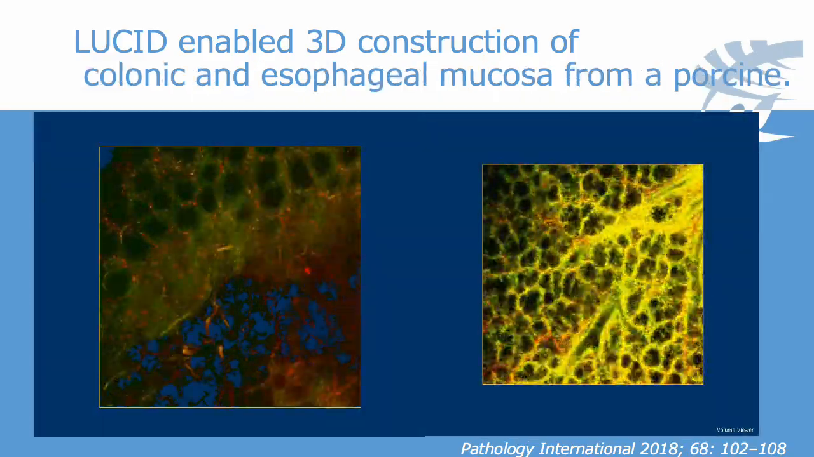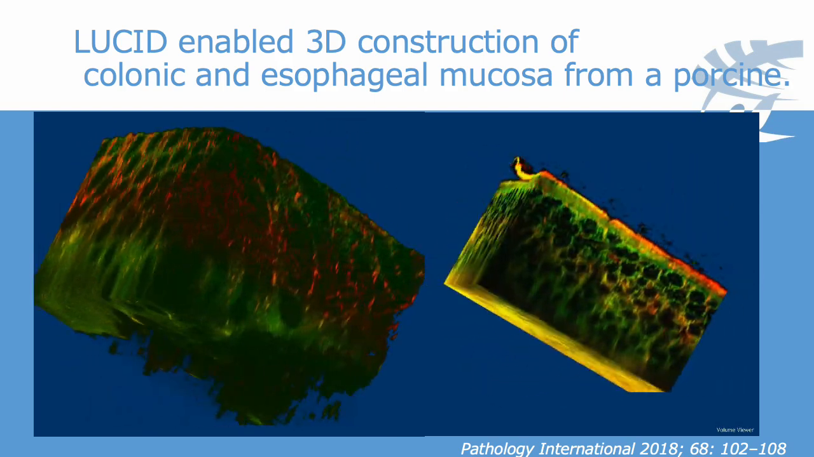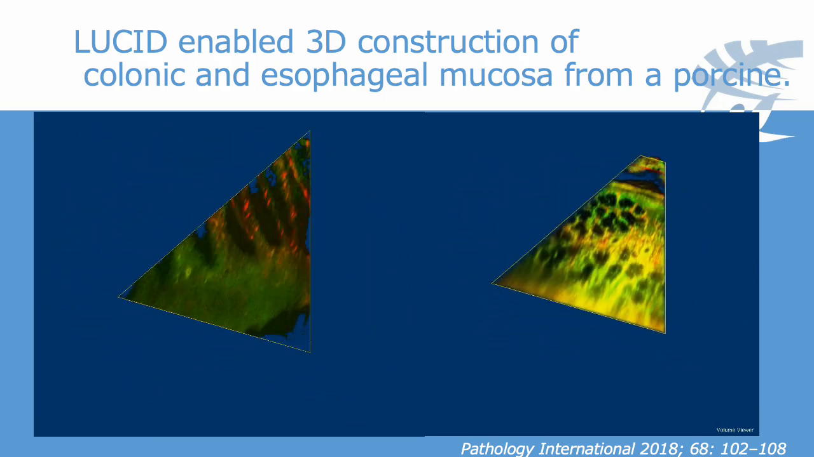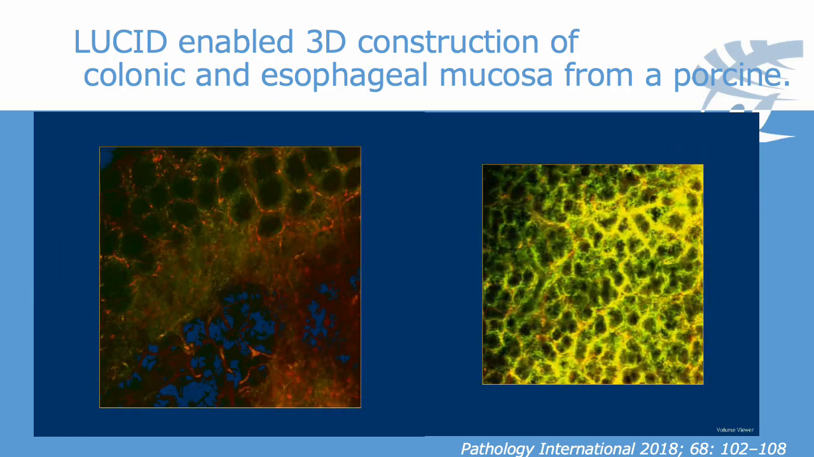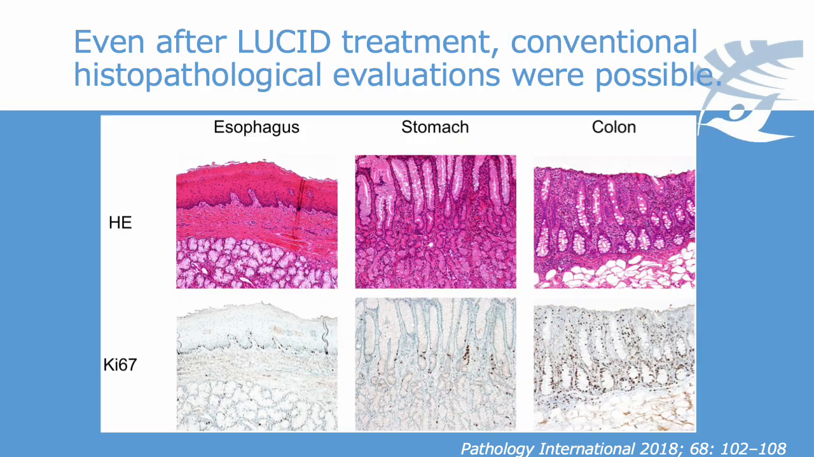This is a movie of the large intestine and esophagus of a pig, imaged in horizontal section as well, and constructed in 3D. In both cases, the surface structure, glandular duct structure, and vascular structure can be confirmed, and can be evaluated in any section plane. These images illustrate the specimens following the LUCID transparency and imaging protocol, subsequently re-embedded in paraffin, and evaluated by HE and Ki67 immunostaining. You can see that the structure and staining properties are preserved enough for normal evaluation.